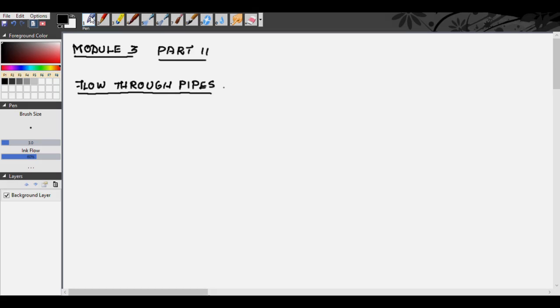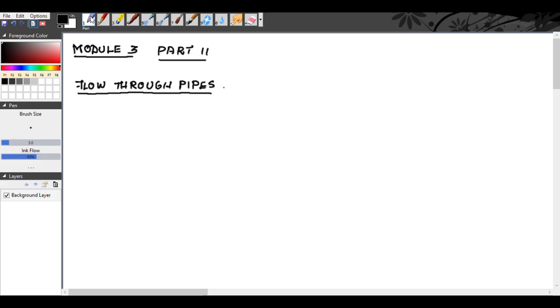Welcome everybody once again. This is our 11th class for module 3. We have already studied Bernoulli's equation and its applications for the cases of Venturi meter, pitot tube, orifice meter and orifices. This is our next concept in module 3. Here we are going to study the flow through pipes.